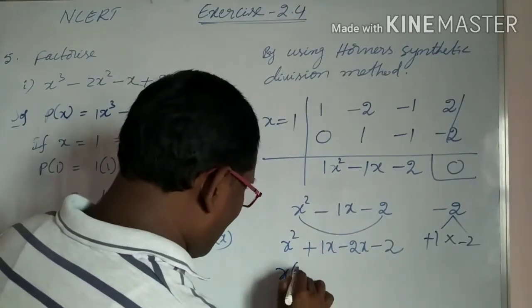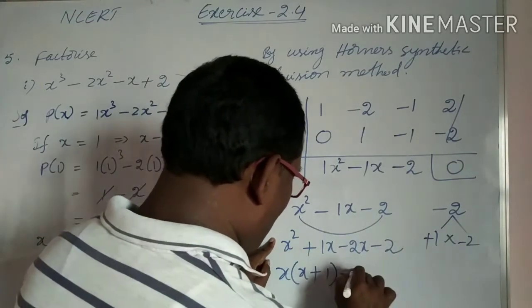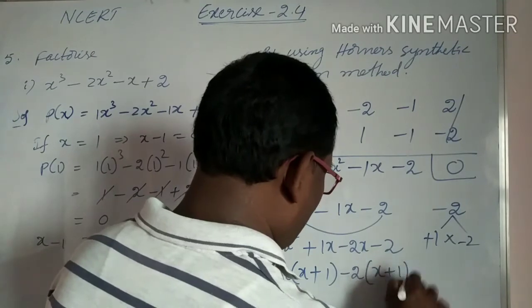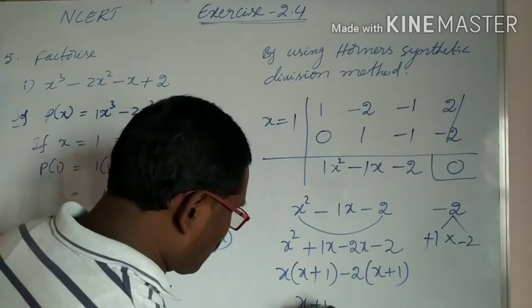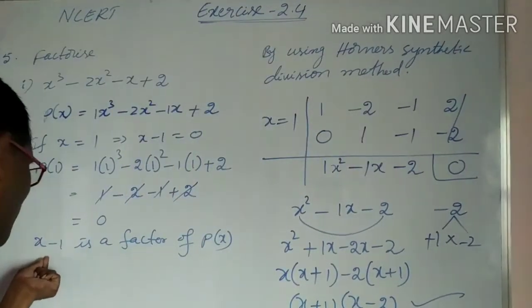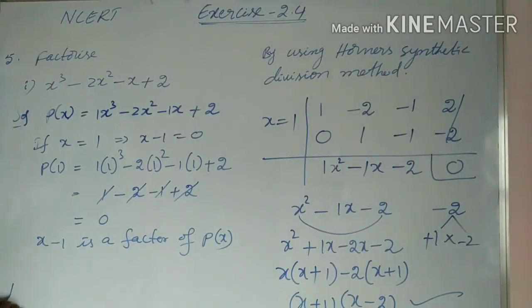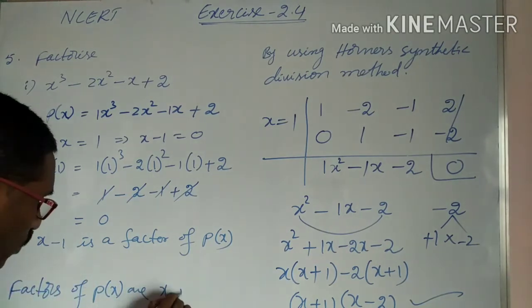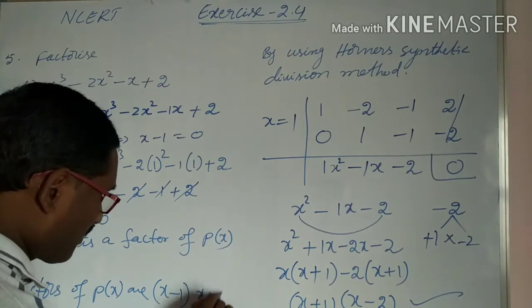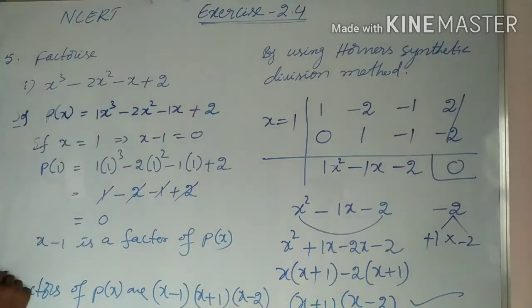What is common here? If I take x common, what is left here? X is left, here 1. Here minus 2 you can take common. So x plus 1. Now again here, see: x plus 1 and x minus 2. These are two factors. Before, how many factors? This is the one factor. Total how many factors? Therefore, factors of P of x are x minus 1, x plus 1 and x minus 2. That's all.